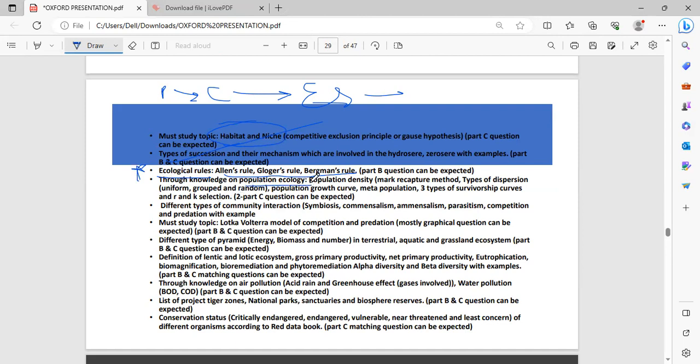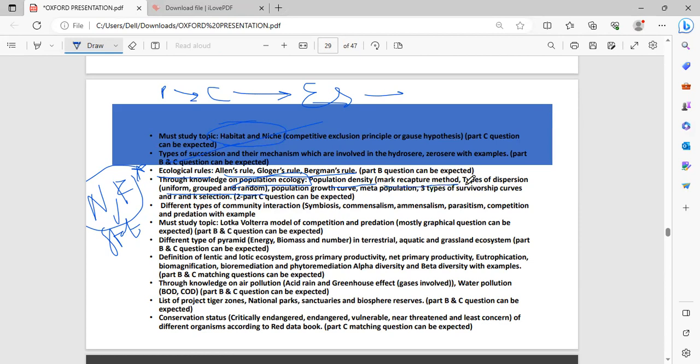After that, population ecology. In population ecology, some numerical questions are there, and here we find some formulas. So we have to focus on this along with the statements and also theory. What is a population density? And next, here diagrams also very, very important. What is uniform, grouped and random?